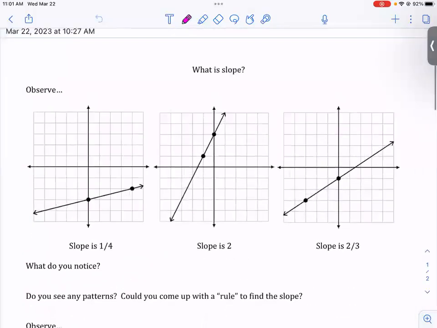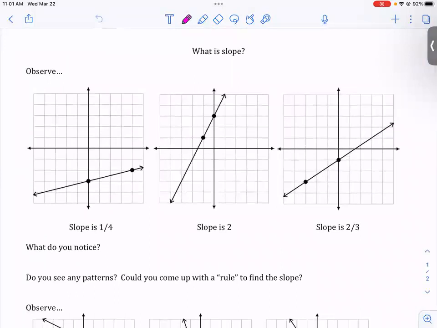Let's talk about all of these together. So some observations. What did you notice with these first three graphs and the numeric slope? What correlates to the 1/4? What correlates to the 2? What correlates to the 2/3? What do you mean by X and Y?